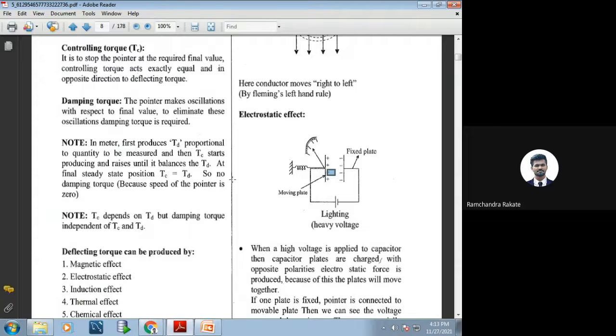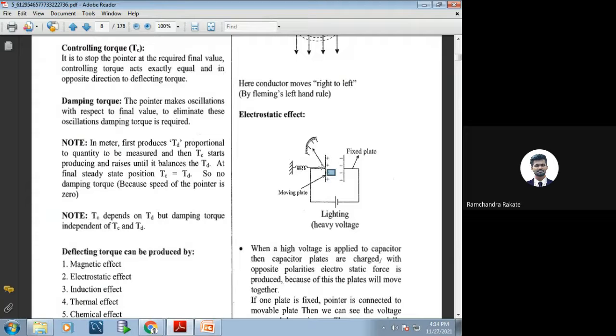So what we are up to, I think, is damping torque. Likewise in controlling torque we have the spring control mechanism and gravity control mechanism. In damping torque we have air friction, fluid friction, and eddy current damping. Air friction means what? With the help of an air chamber. In this mechanism we have an air chamber, and with the help of this, we are controlling the oscillation of the pointer.